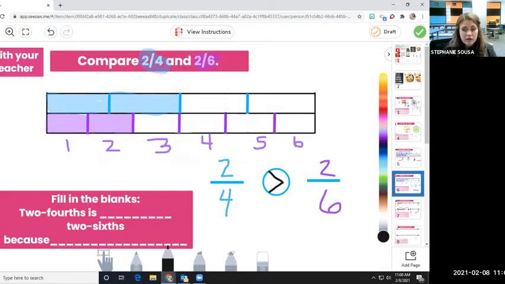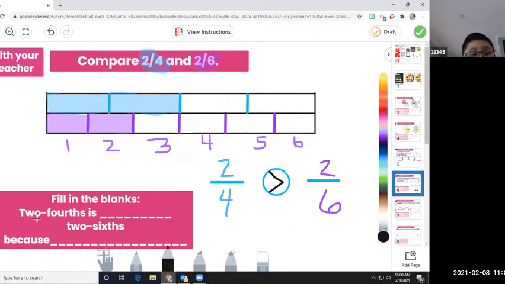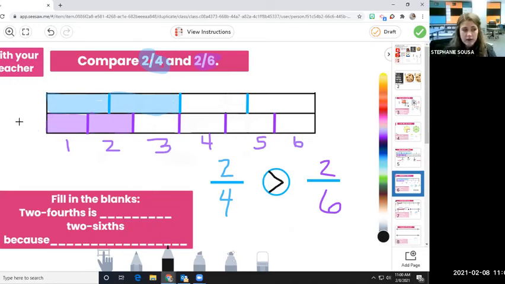Now we have to think through what we're going to add as our justification statement. So we have a sentence frame here, and our sentence frame says 2/4 is blank 2/6. We can see using our symbol here that it is greater than. So we're going to use that math vocabulary. 2/4 is greater than 2/6.